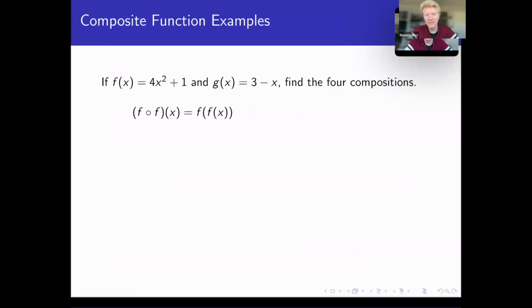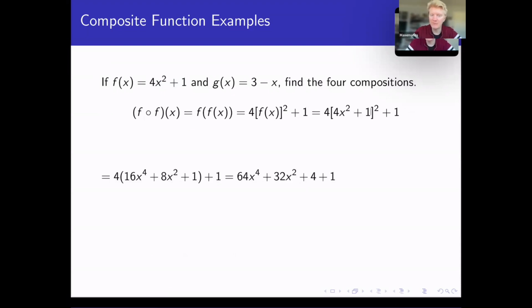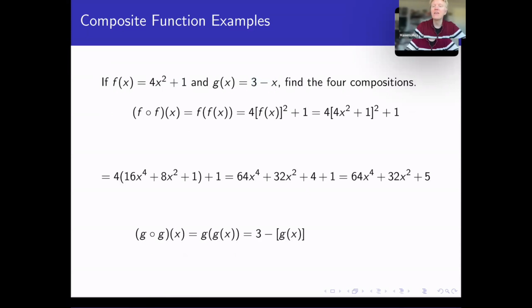F of f says take f of x, plug it into itself, for f of x squared plus 1. F of x, though, is 4x squared plus 1. FOIL, multiply by 4, and add. And then g of g says take g of x, plug it into itself. Instead of 3 minus x, we get 3 minus g of x. G of x is 3 minus x. All right. 3 minus 3 is 0. Negative x is positive x.